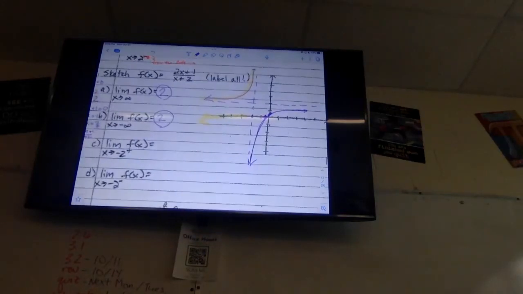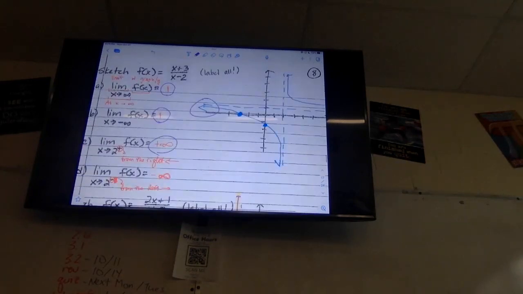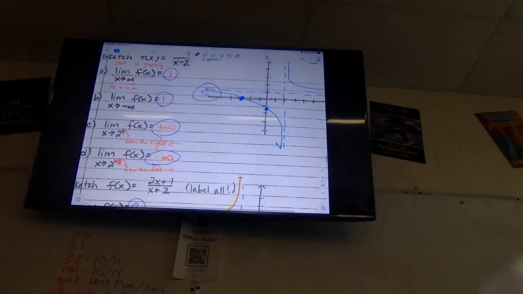Now, as we approach -2 from the right-hand side, so I'm coming from this way, my graph is doing what? Negative infinity. And then vice versa, if I approach from the left-hand side, what is my graph doing? Positive infinity. Do you also notice on the 2 above when we were approaching the vertical asymptotes, we were positive or negative infinity? Same thing up here, positive or negative infinity. It's not always the same one in the same order, it's just those 2.